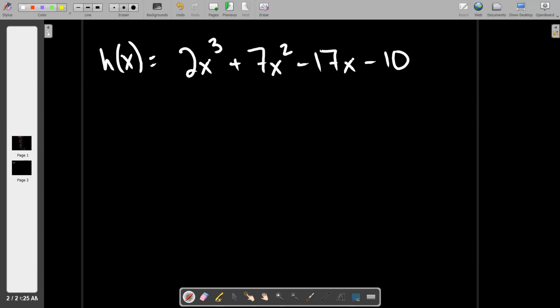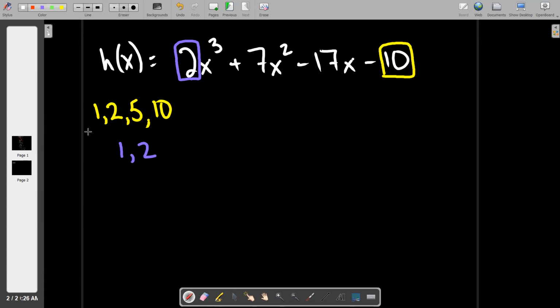So let's go back and focus on what we know. Remember, we're going to take all the factors of the yellow number 10, and their names are 1, 2, 5, and 10. And then on the bottom, we're going to take all the factors of the purple number 2. And what are they? 1 and 2. And you see now that fractions are officially in play. So as I build my list of all possible rational roots, I have to be cognizant of the fact that because of the 2 on the bottom, some of my answers are going to be fractions.